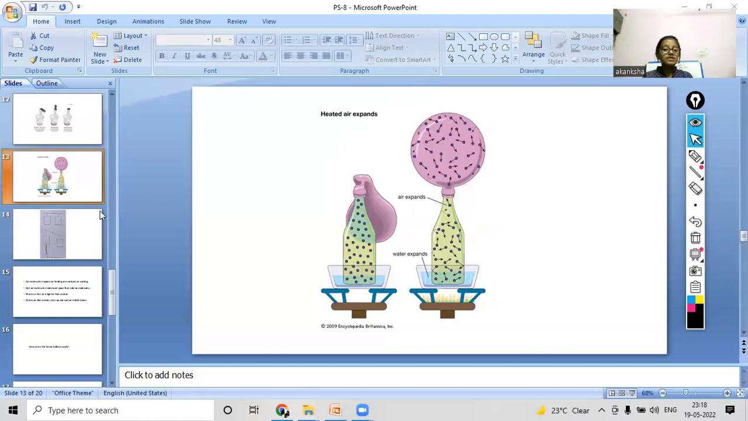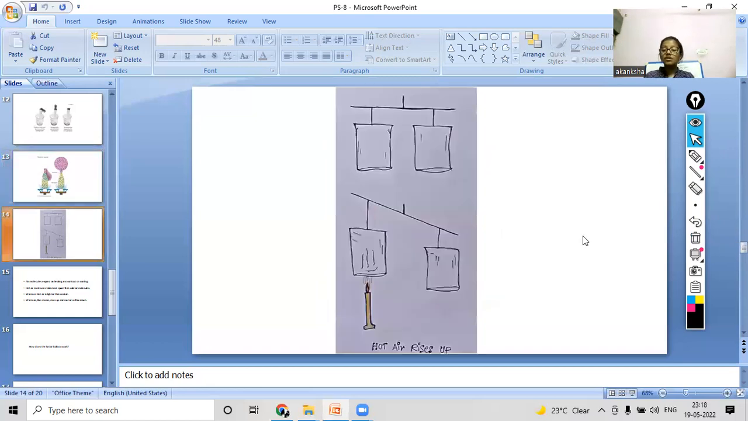Okay, so now we will see some more activity. So yes, the heated air not just expands, one more thing happens to the heated air. And what is that? Here, as you can see, we are heating the air in this container. So what is happening? Here it was on the same level, but what happened here? This container is starting to rise, right?